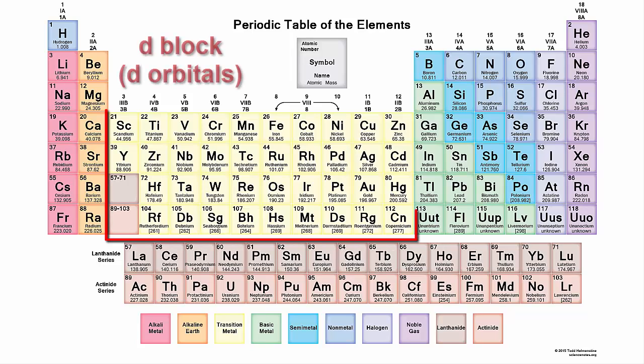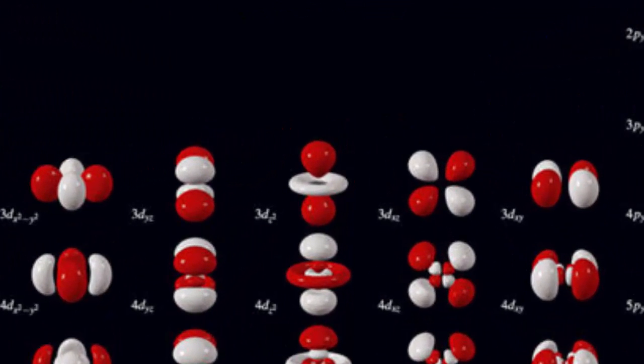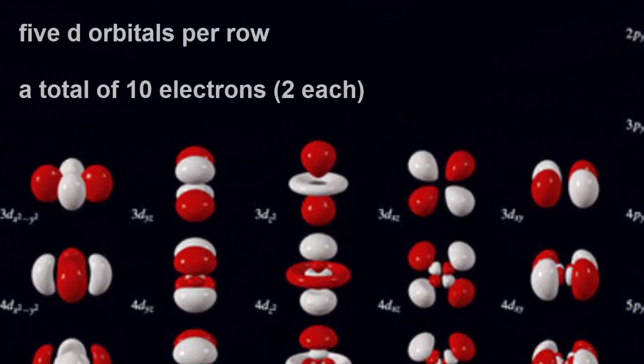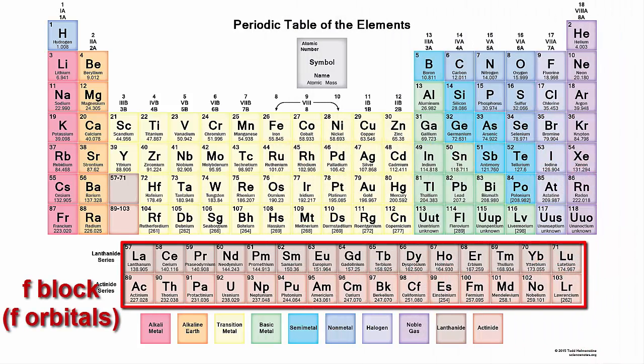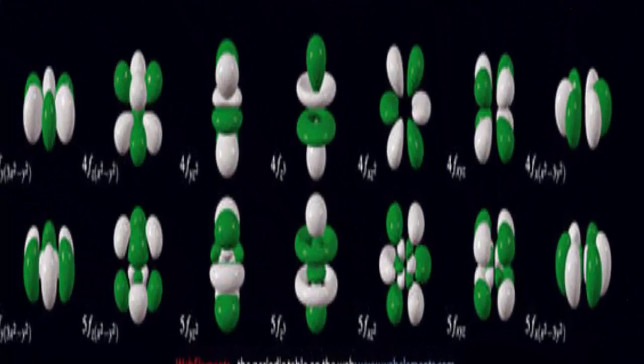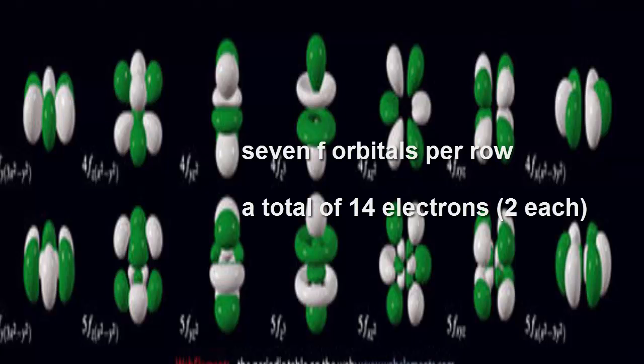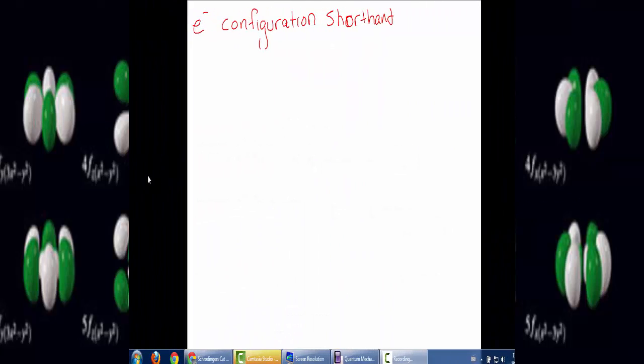From there we move to the D block, which is filled with D orbitals. The D orbitals, remember, have funnier looking shapes. Alright, there's 5 D orbitals per row, 2 each, so a total of 10 electrons. Right, from there we move to the F block. F block is filled with F orbitals. F orbitals are quite complex in shape and nature. 7 orbitals per row and a total of 14 electrons, 2 each.